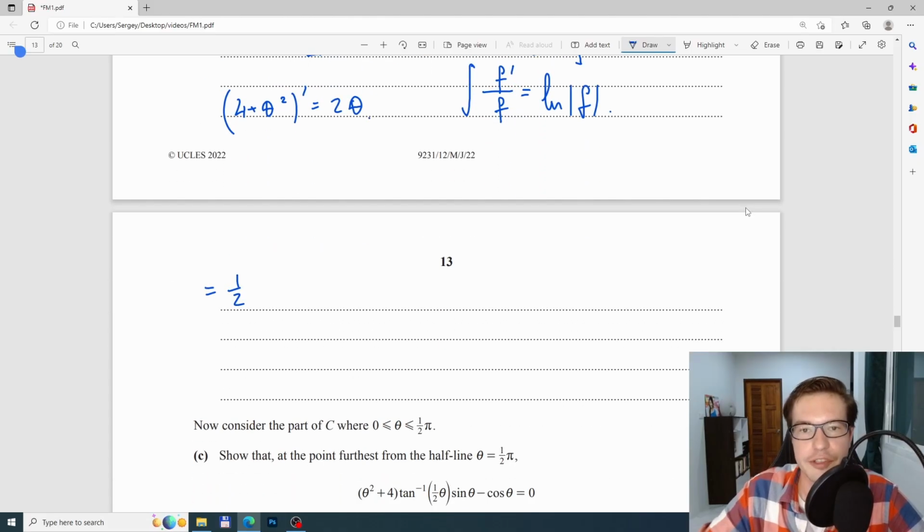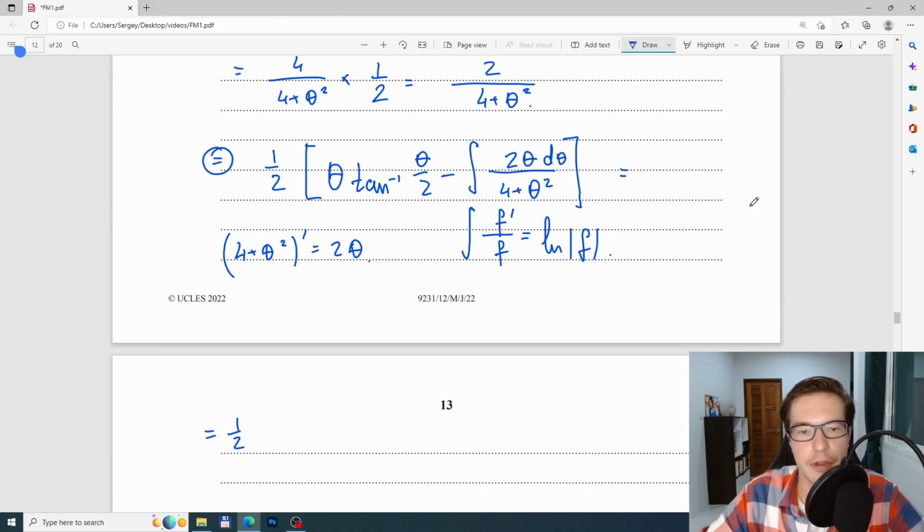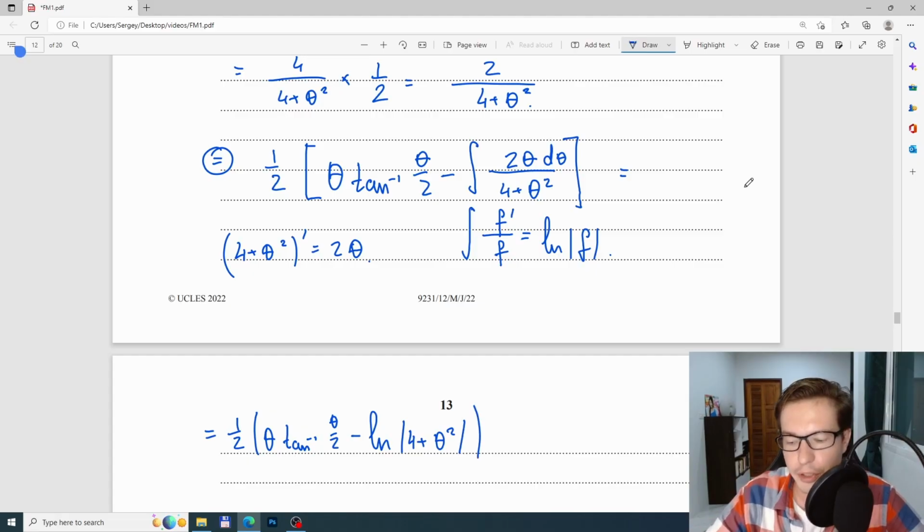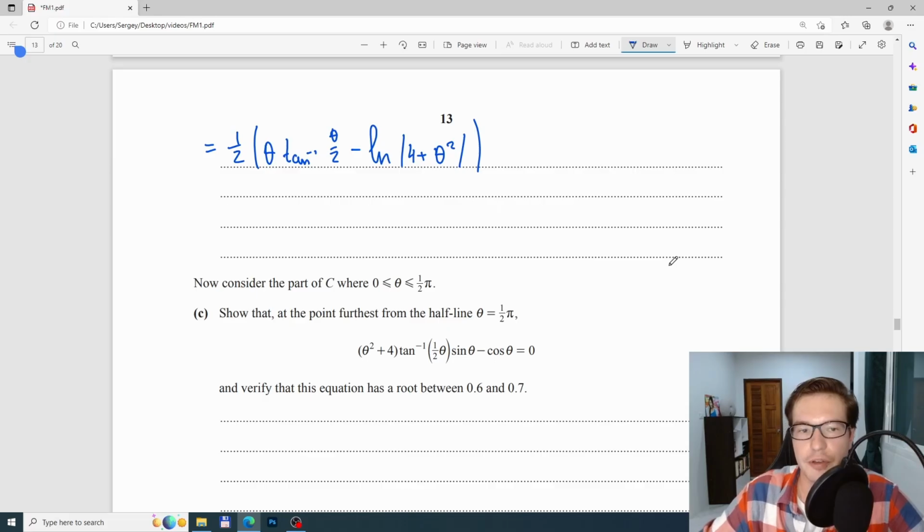We get a half times theta inverse tangent theta over 2, okay, minus natural log of the bottom 4 plus theta squared. Okay, we're done with integration, and now we'll have to substitute the limits from 0 to 2.